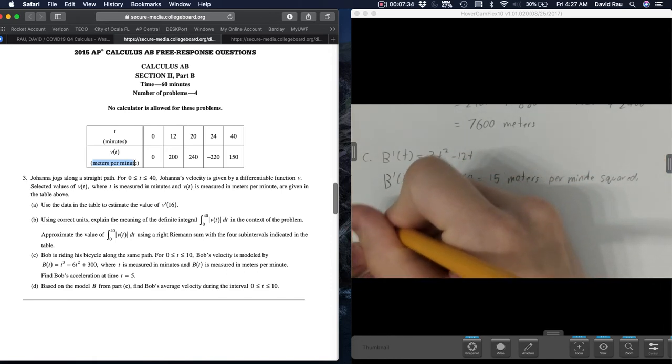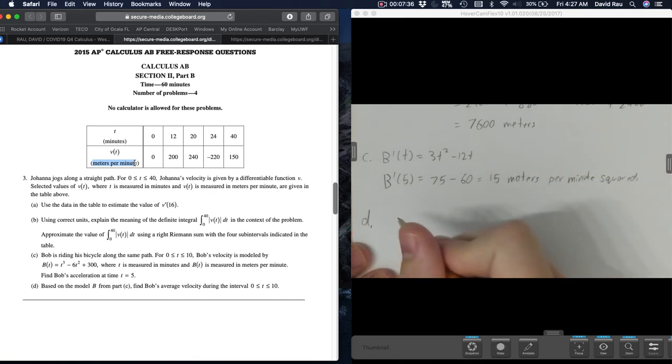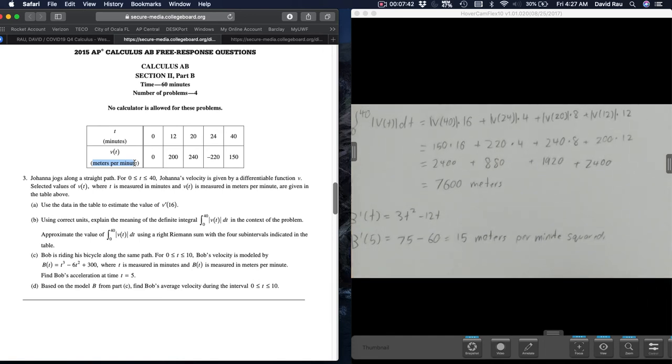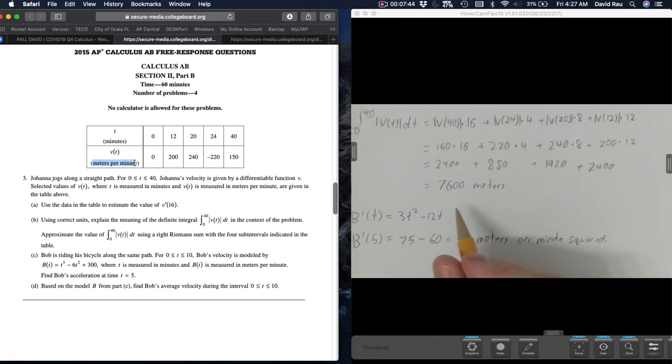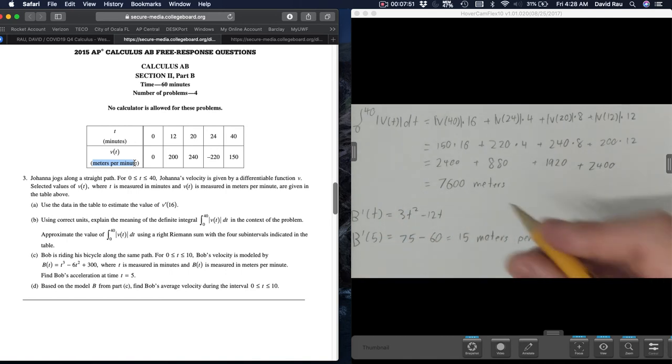All right, and again, they didn't say indicate units, but you might want to anyways. Now also, I guess I didn't answer this in part B. See, make sure you go back and read things. They want to explain the meaning. Now again, this is not this year's exam.